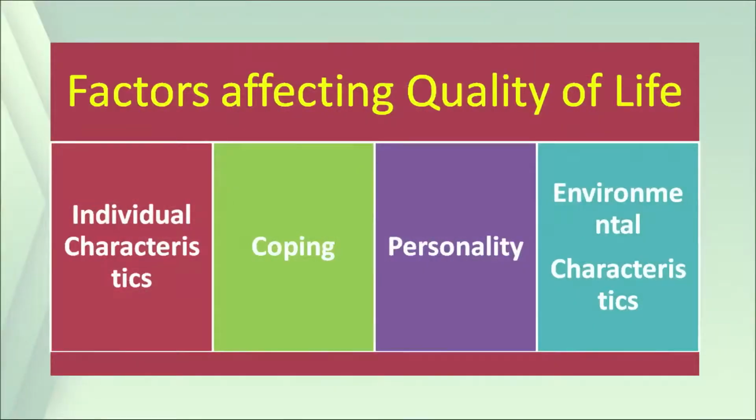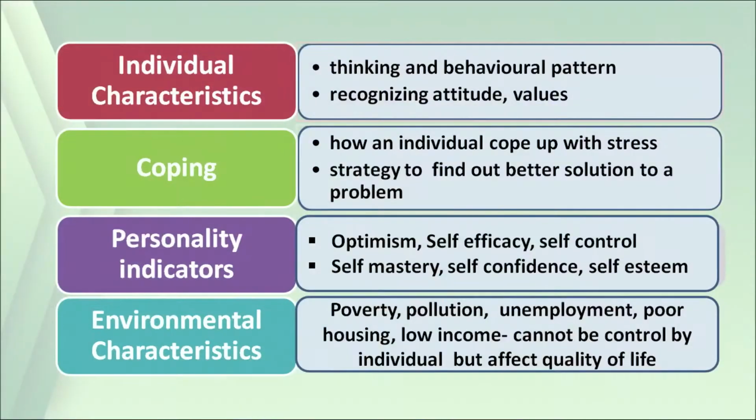Now we will talk about the factors affecting quality of life. There are 4 factors. Number 1, individual characteristics, coping, personality, environmental characteristics. Let us learn one by one. When we are talking of the individual characteristics, it relates to the thinking and behavioral pattern of the individual, how it recognizes the attitude and values.